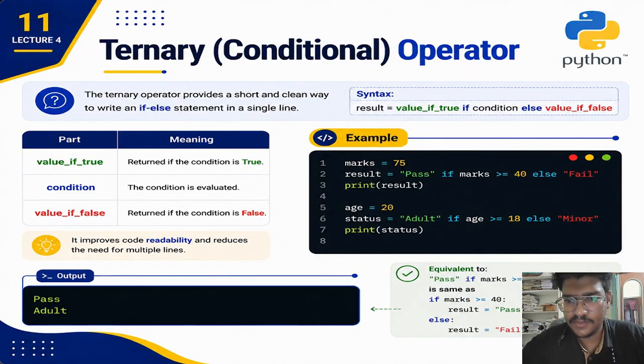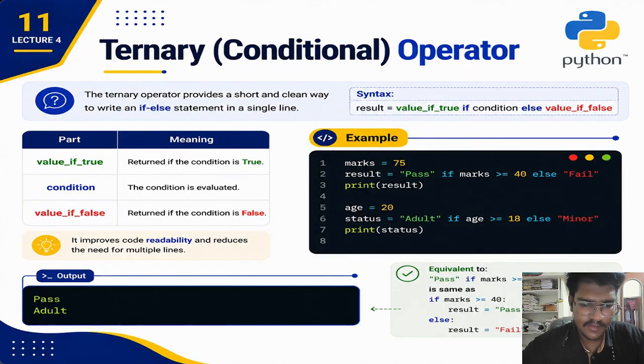Like here, I have given an example also. Marks is equal to 75. Result is equal to pass if marks is greater than or equal to 40, else fail. Print result. And another example: age is equal to 20. Status is equal to adult if age is greater than or equal to 18, else minor. Print status. So it is easy, है ना?